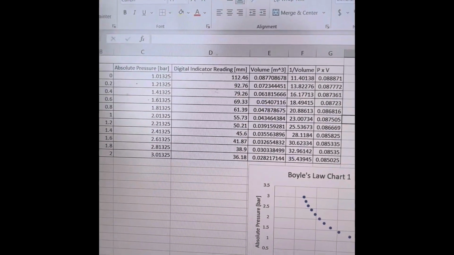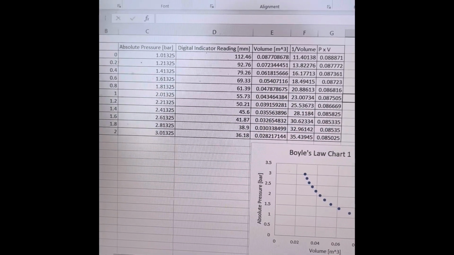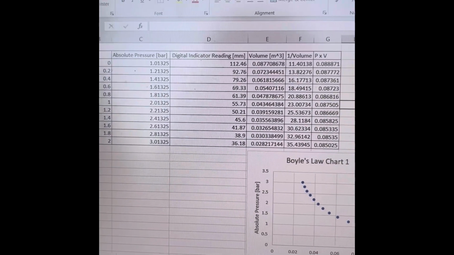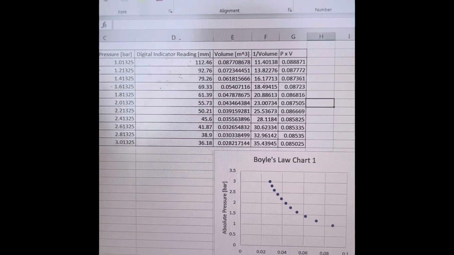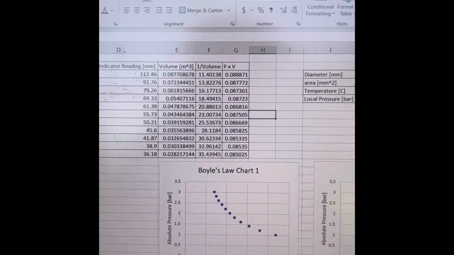Our first piece of information was the digital indicator reading. That was the height that I was changing, and as you can see, it slowly decreases with each trial. We also have the volume, which we were able to calculate from the height, as well as 1 over the volume, and then our constant K value.